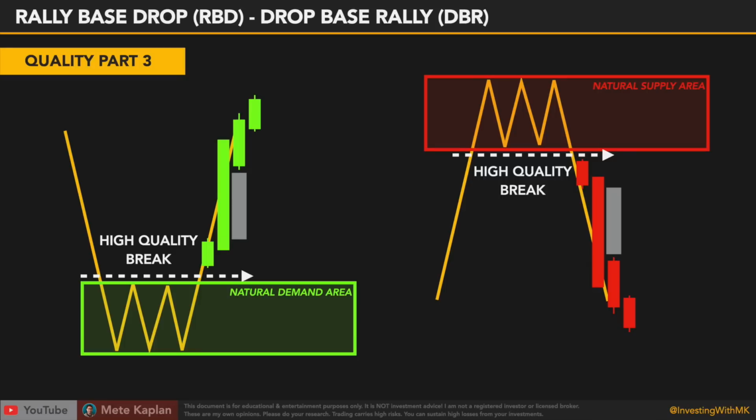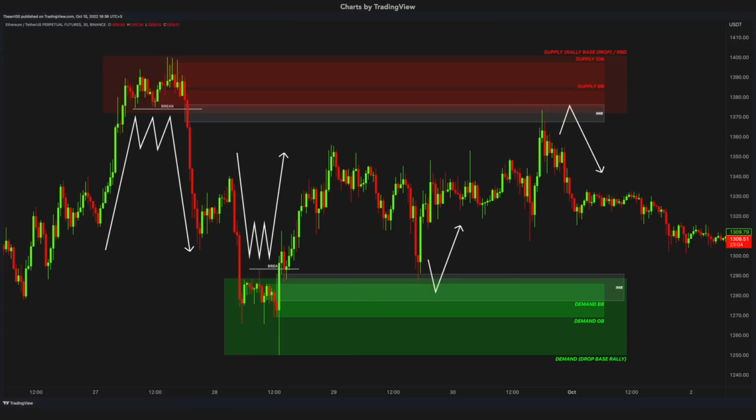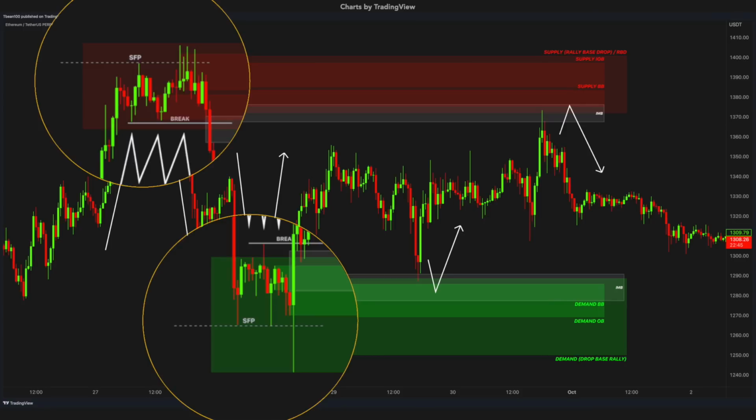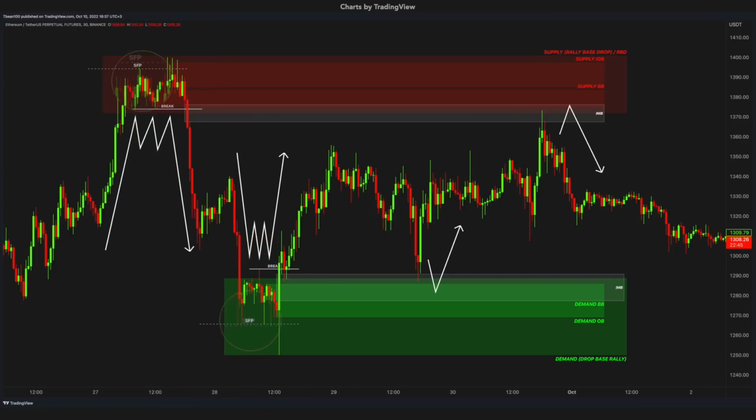By the way, none of these are written rules anywhere. These are just my experiences. If you look at these examples, you'll notice something. Both rally-based drop and drop-based rally have their stop losses hunted before the second big moves. Basically, great swing failure patterns before the sharp moves. When I see this, it gives me comfort before entering a trade.